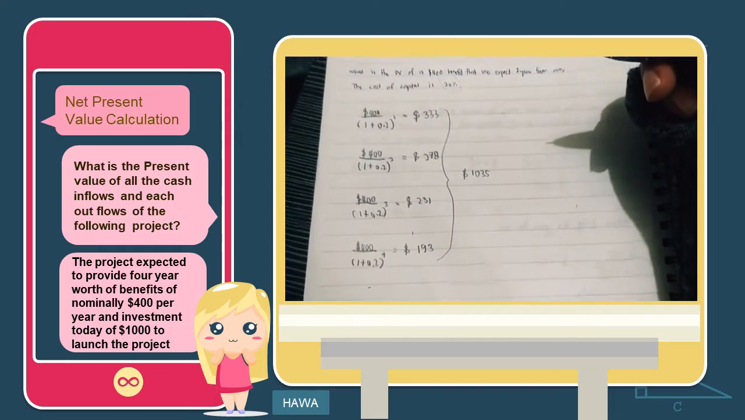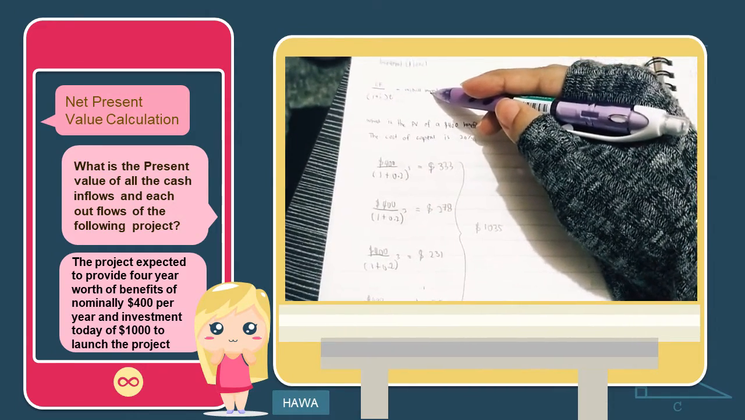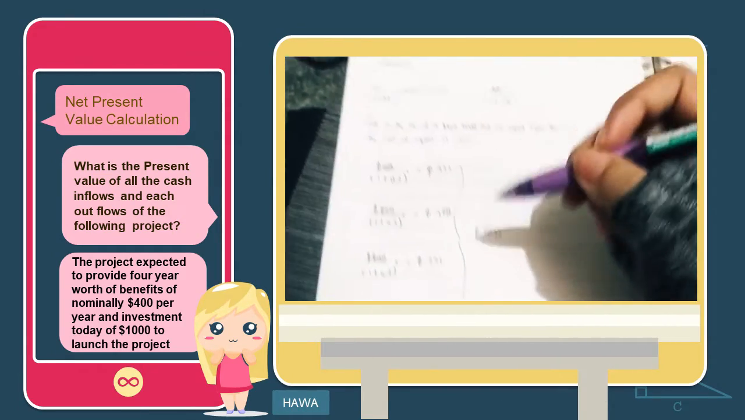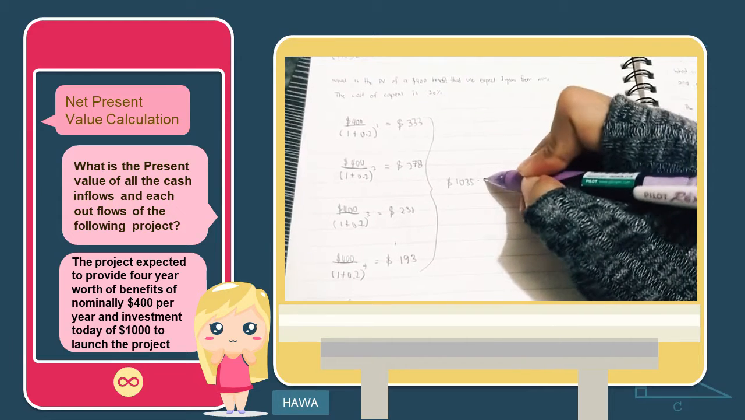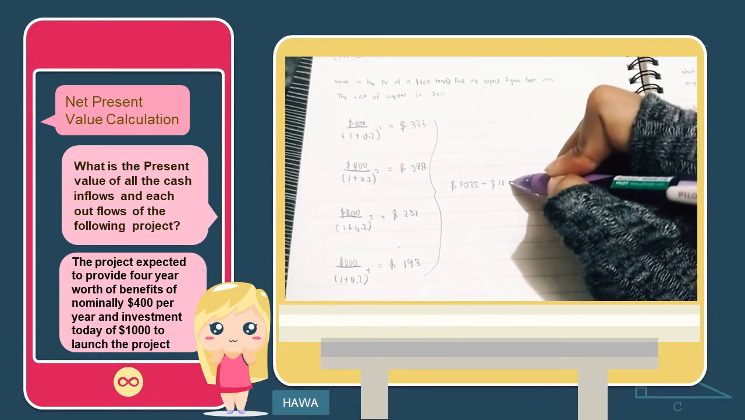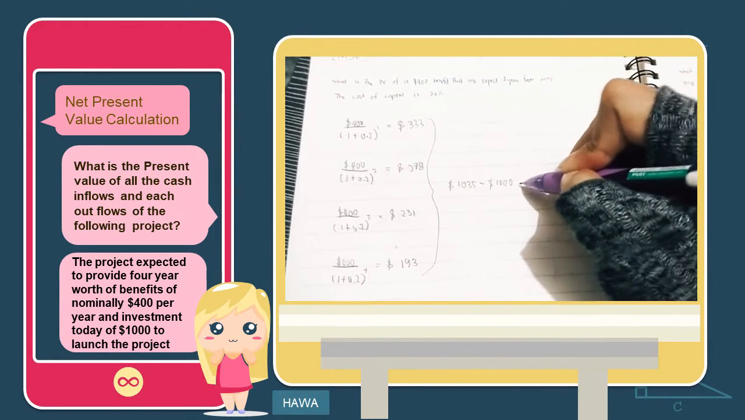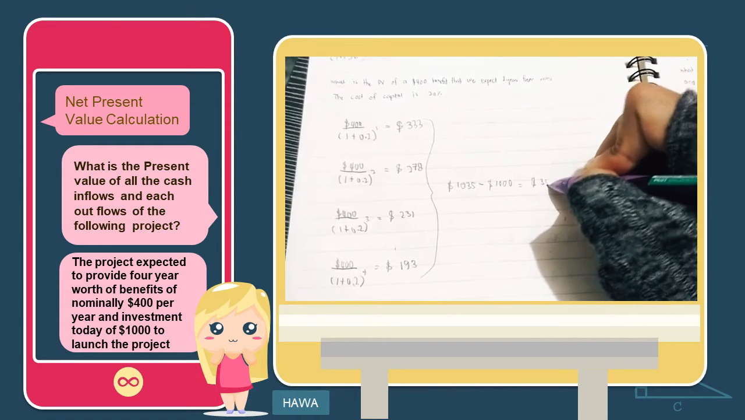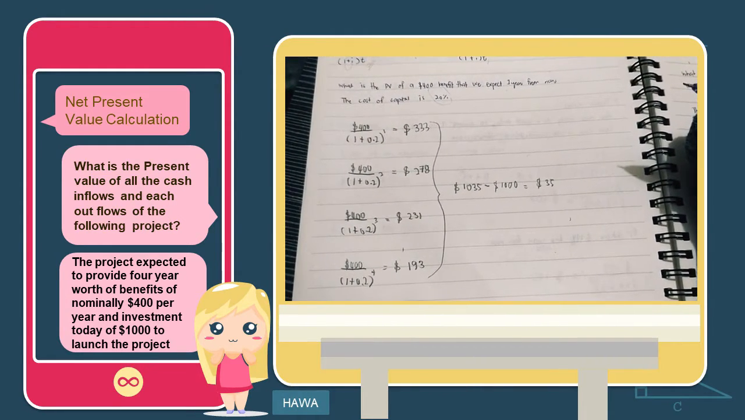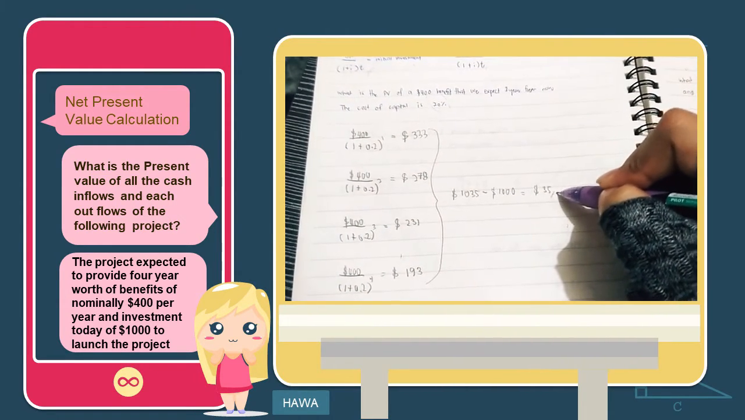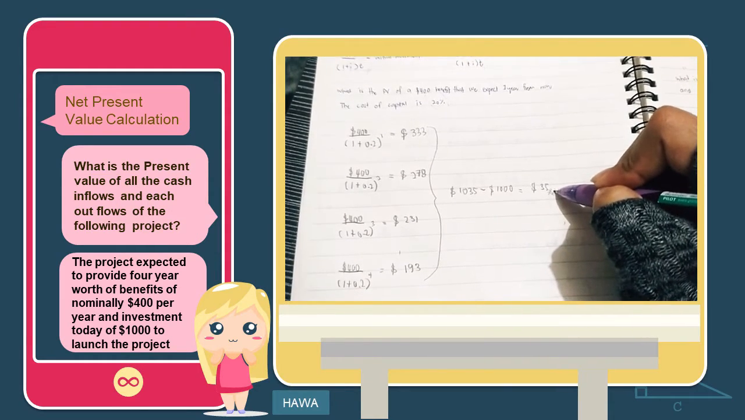We get $1,035. And next, we minus the initial investment, 1,000. So minus 1,000 initial investment, we get $35. So this is the net present value.